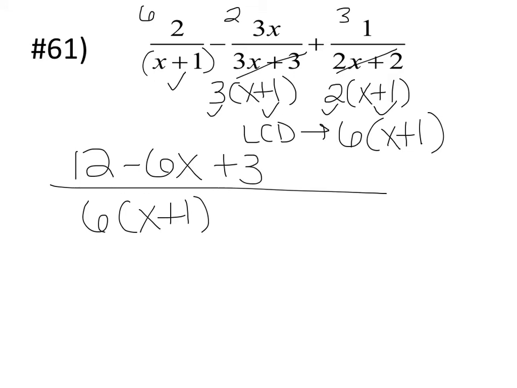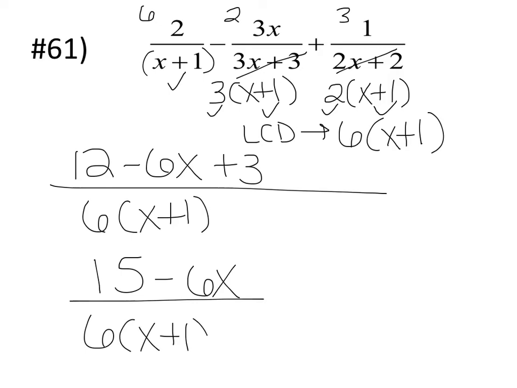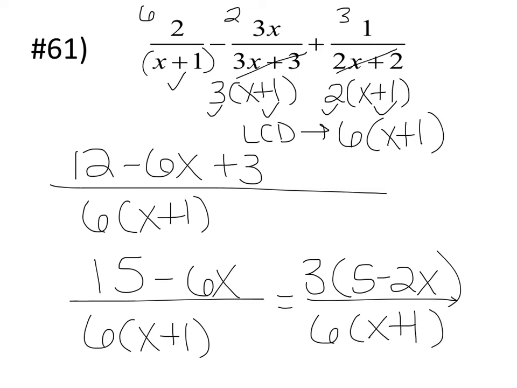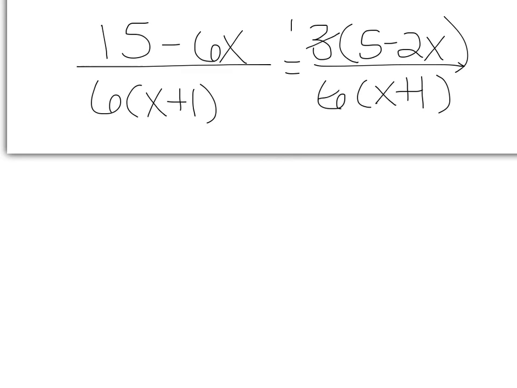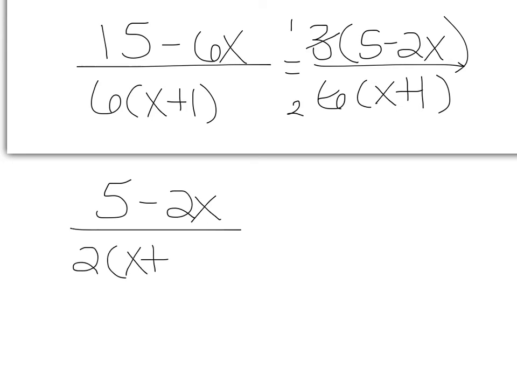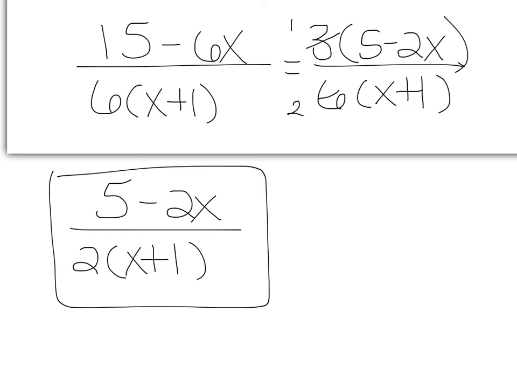So combine your like terms. 12 plus 3 is 15, minus 6x, and this is all over 6 times x plus 1. But your numerator can get a 3 factored out because they have a 3 in common. So that's going to leave me 5 minus 2x all over 6 times x plus 1. And now that we have that 3 and that 6 out front, I can actually reduce those to 1 and 2. So then it becomes 5 minus 2x over 2 times x plus 1. And I don't write the 1 in the numerator because 1 times anything is just itself. So it's 5 minus 2x over 2 times x plus 1.